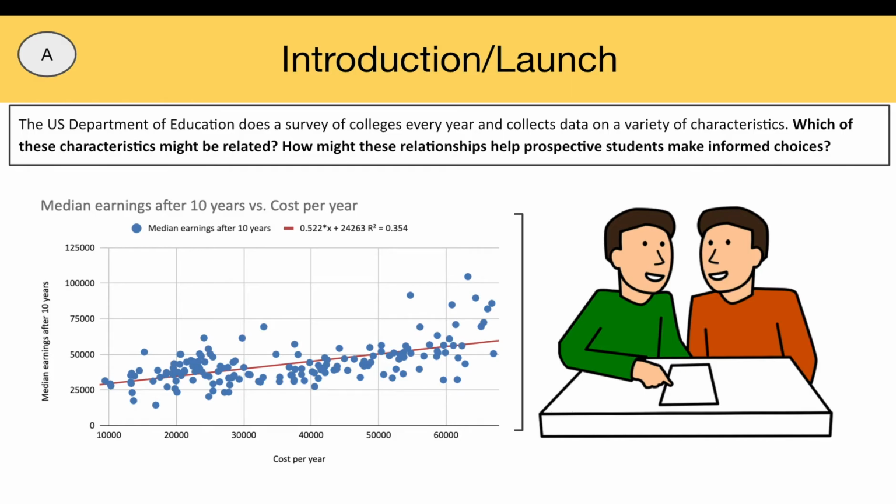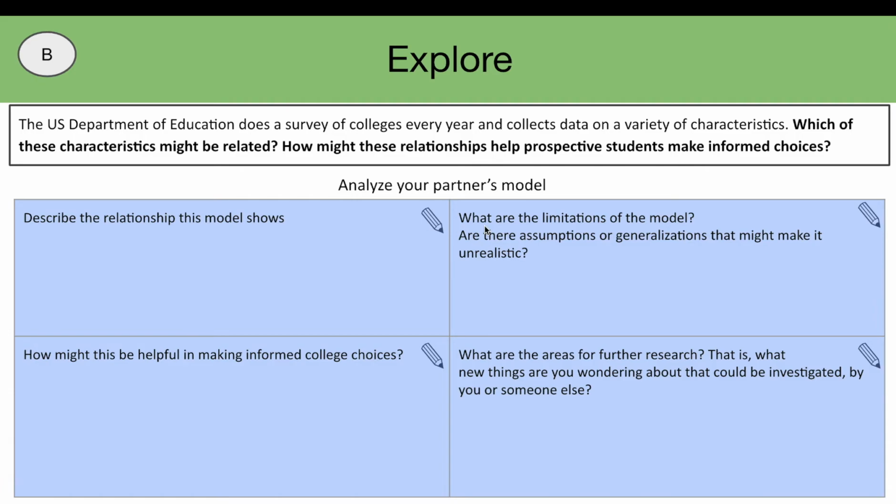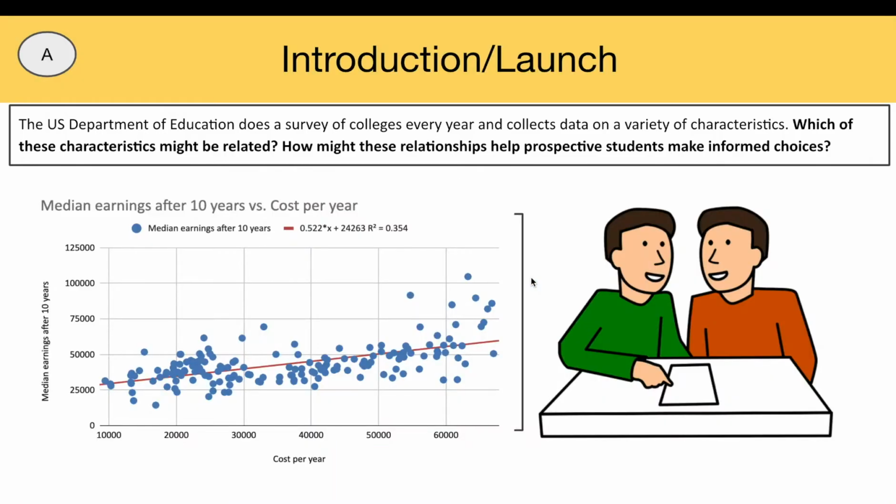Another limitation might be that this is only comparing the cost and the median earnings. Maybe we would want to look at the mean earnings, the average earnings, or another kind of statistical predictor besides median earnings. We're only looking at 10 years. What happens in 15 years? What happens in 20 years? Does that change? What happens in 5 years? Are there assumptions or generalizations that might make it unrealistic? For this one, not necessarily, besides the fact that we're assuming that the data set that we have represents all colleges and universities.